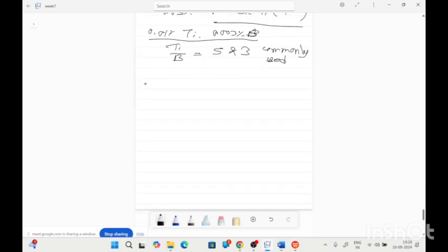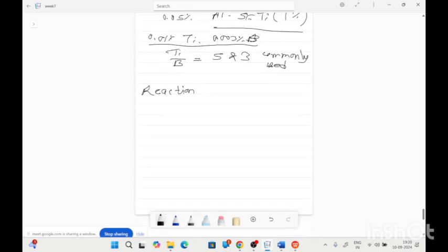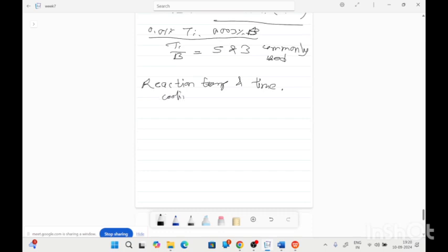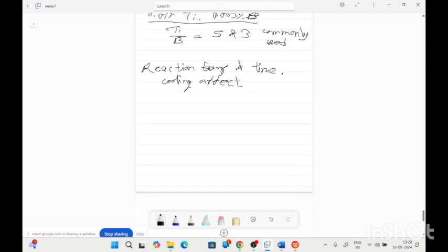And in this melt inoculation process, the reaction time and temperature also determine the efficiency of this heterogeneous nucleation, and the cooling rate affects the morphology of the intermetallic compounds forming during the reaction, which are Al3Ti and TiB2.